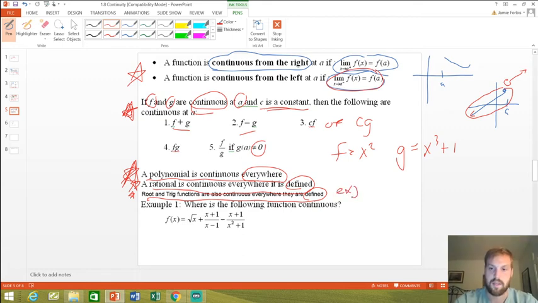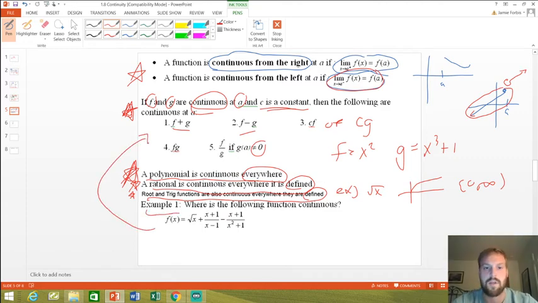For example, if I take the square root of x, that's going to be continuous for all values greater than or equal to 0. So it's continuous everywhere it's defined, which in this example would be the interval 0 to infinity. All right. Let's show example 1 here, of using these ideas and how extremely helpful they are. This is about discussing where the following is continuous.